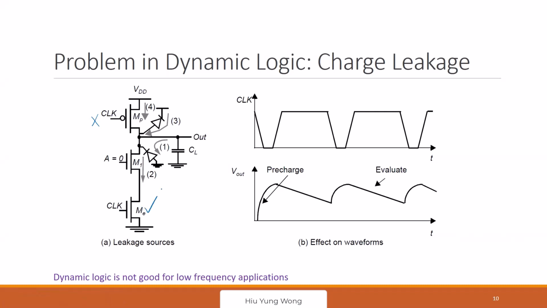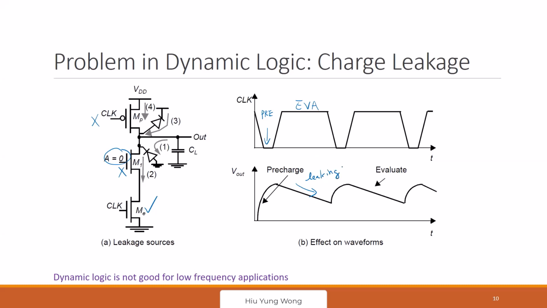And this is on. However, let's say the input is 0, then this is off. This is floating. Floating doesn't look like bad stuff, but the problem is the charge can leak away. So here I show you what happened. When this is at pre-charge, no problem. The output is pre-charged too high. But then when you are in evaluation, even the output that is supposed to be high is dropping. The charge is leaking away.